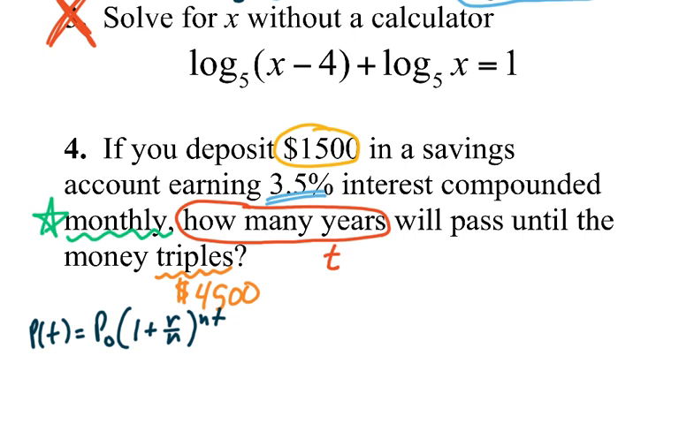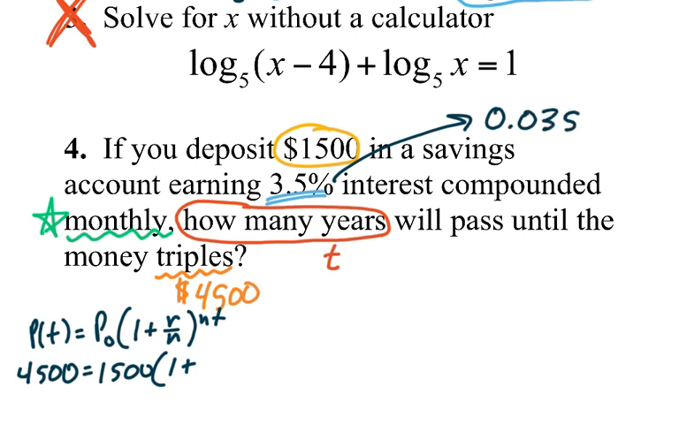Now, P of t is the money that you want to get at the end. That's your 4,500. P sub 0 is the starting amount. And we have 1 plus your rate, which is 3.5, but remember, we have to rewrite that as a decimal, so we're going to move it 2 times to the left. How about 0.035? And this is monthly, which means I'm dividing by 12. I'm going to raise it to the 12t. And t here I'll put in red because that's the variable we're looking for. So everything's been plugged in. Everything looks great. The only variable that we need there is t for time.